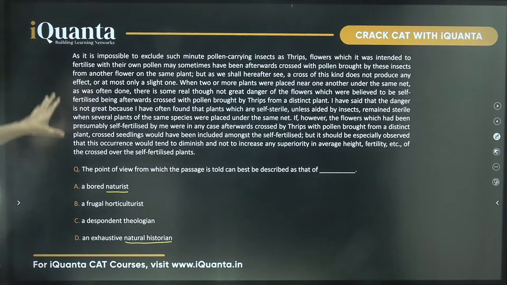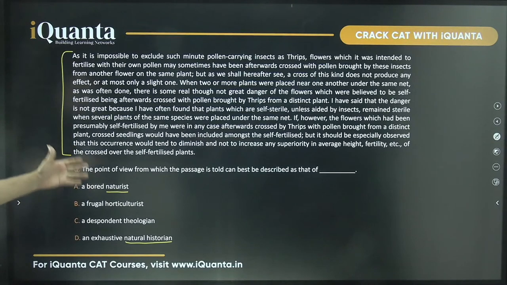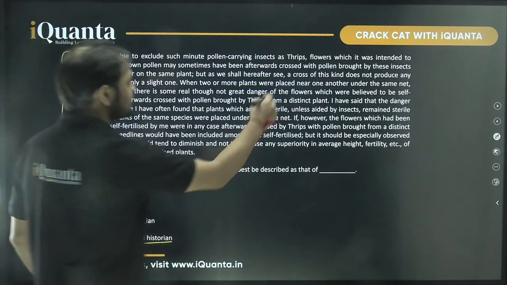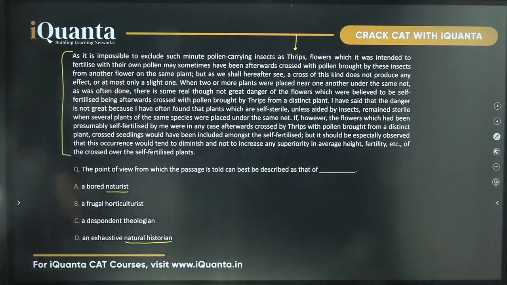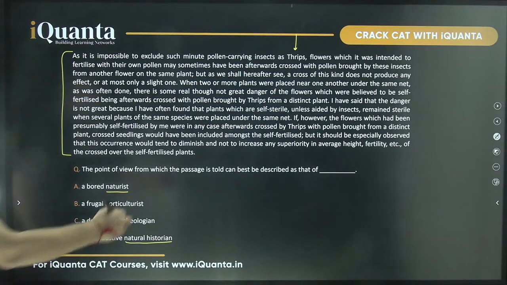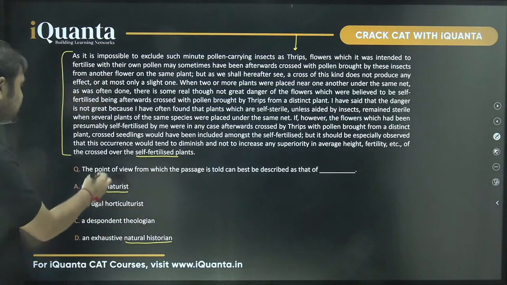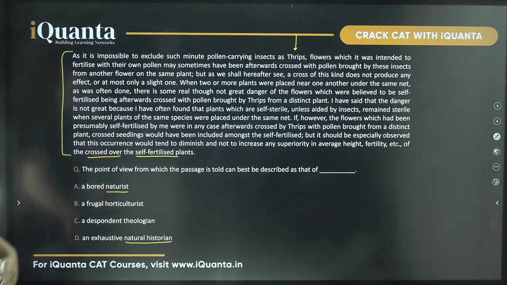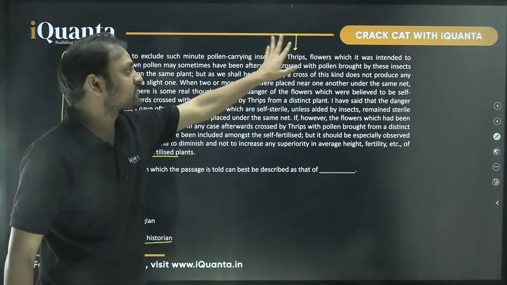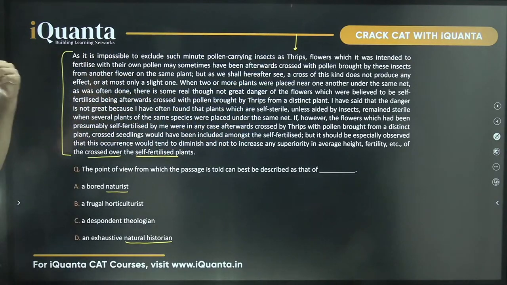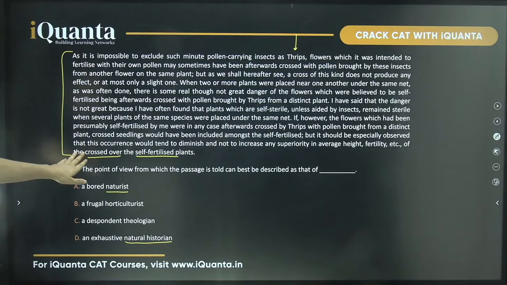And before that, let's see what has been discussed in the passage. So the process of pollination in flowers has been discussed, and how these insects such as thrips are helpful in pollinating these flowers. This is what the author is trying to describe here. And some of these flowers are self-fertilized and some are crossed over. So when they are crossed over, it's been done by thrips, but even when thrips do this, sometimes it could be from the same plant. So when it is from the same plant, it is still not a very good example of crossover.